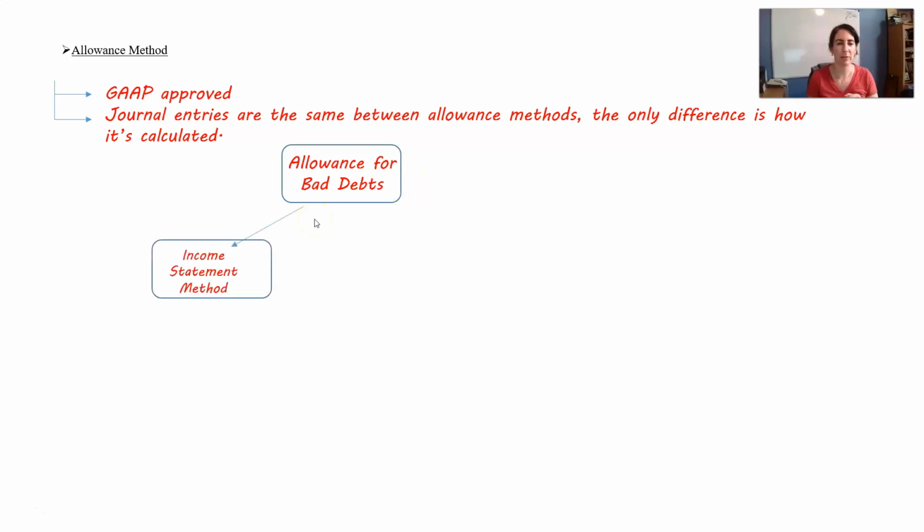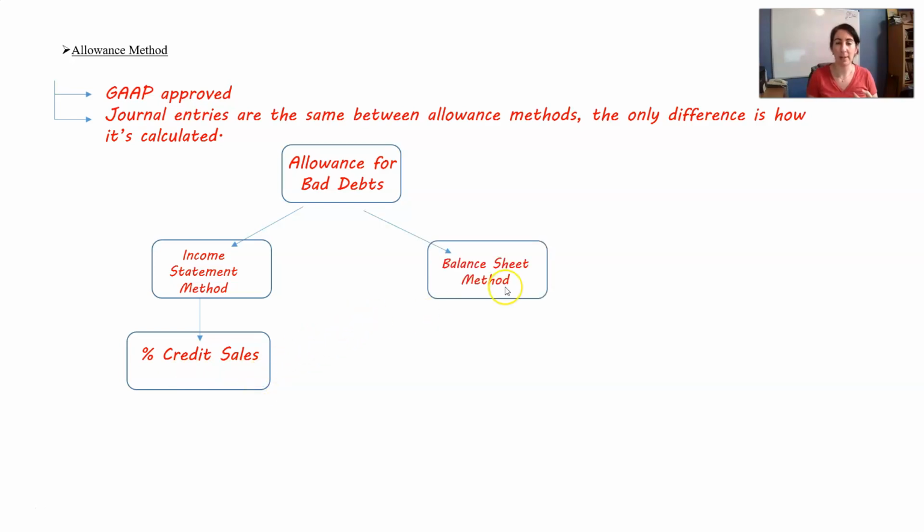So we've got the allowance for bad debts. We've got two methods we're doing. We're doing the income statement method, and the income statement method is a percentage of credit sales. Don't worry, we'll get to the math on these. But it's the income statement method because we're using sales to calculate what the allowance should be.